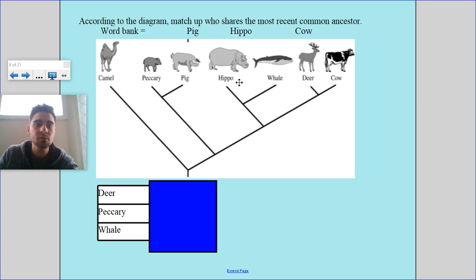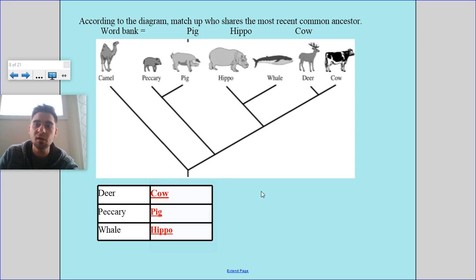Now, I don't want you to read it left to right, even though it happened to work out that way. What you actually have to do is look at it from the bottom up. The reason why the pig and the peccary are closely related is because they branched right here. The reason why the hippo and the whale are closely related is because they branched here. And the reason why the deer and the cow are closely related is because they branched here. Okay, so there are the answers. Make sure you get deer with cow, peccary with pig, and whale with hippo.